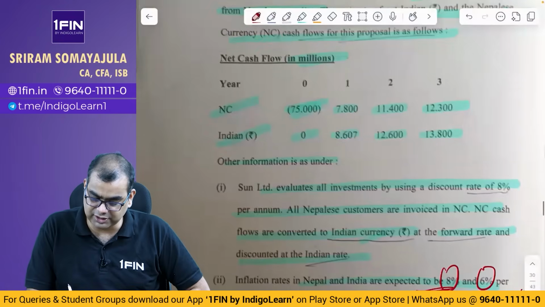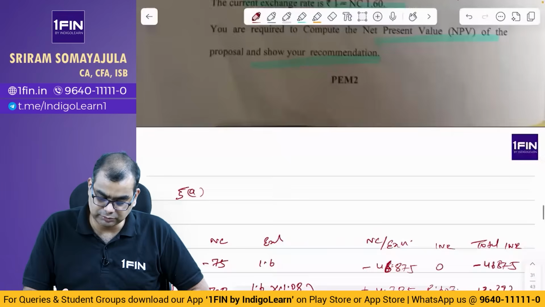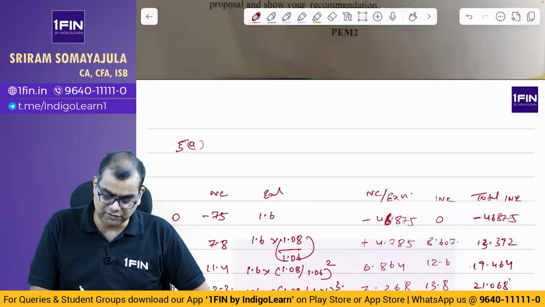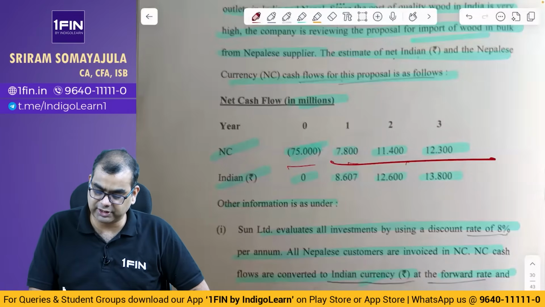It is depreciating for how many years? You have to do it for 3 years. Okay. So I am required to compute the net present value and show your recommendation. First, what is the NC cash flow? Minus 75, 7.8, 11 and 12. Correct? That only, no? 75, 7.8, 11, 12.